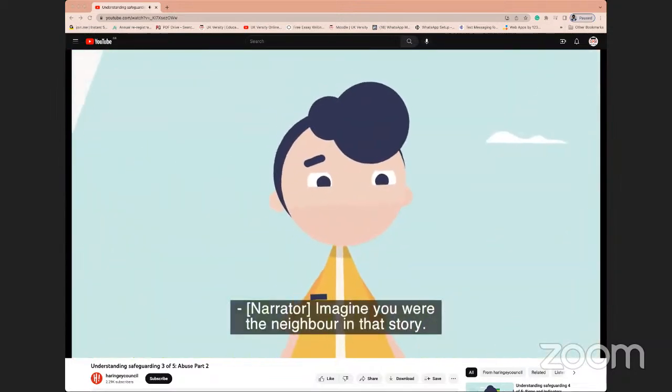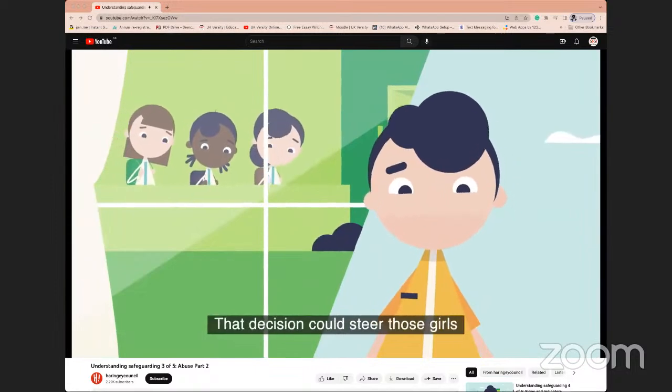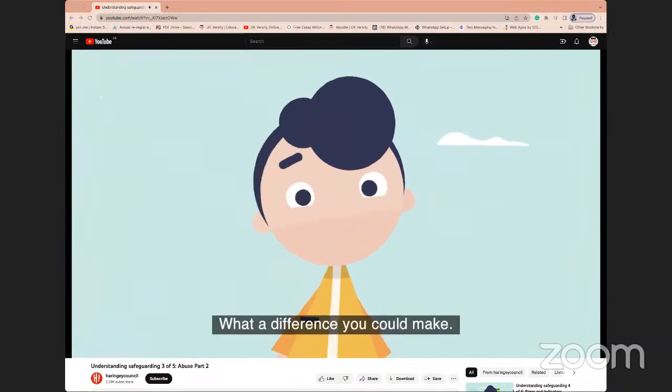Imagine you were the neighbour in that story. Would you tell someone about it? That decision could steer those girls away from a very dark future. What a difference you could make.